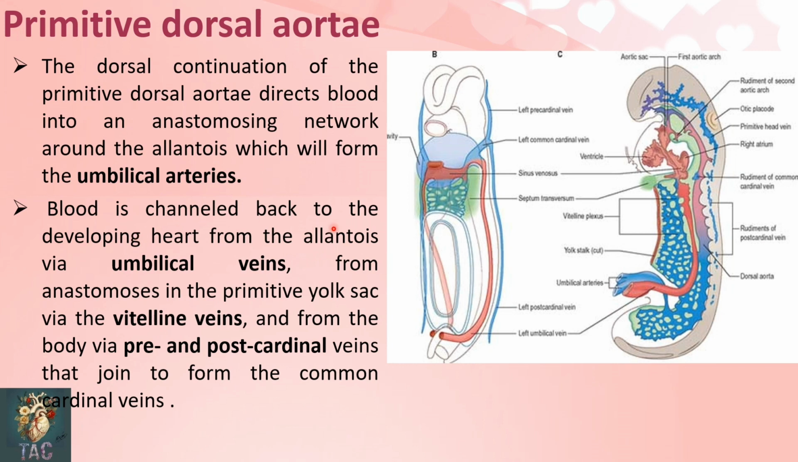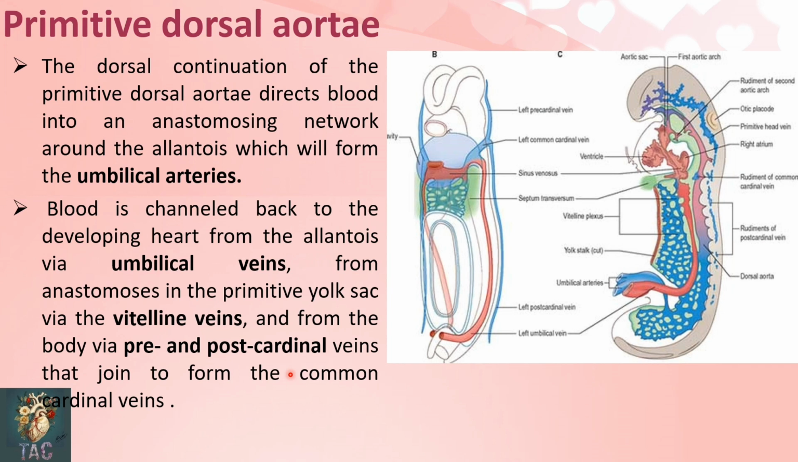The blood is channeled back to the developing heart. So this is the way the blood is distributed to the body, and via umbilical artery it is going to the placenta. Then it is channeled back to the heart via umbilical veins, then through the vitelline veins, and then through the cardinal veins. The precardinal or anterior cardinal vein and the postcardinal or posterior cardinal vein, which is forming the common cardinal vein. So these are the three channels through which blood is returning back to the heart. That is umbilical vein, the vitelline vein, and the pre and the post cardinal vein.